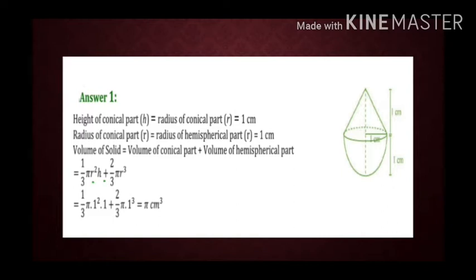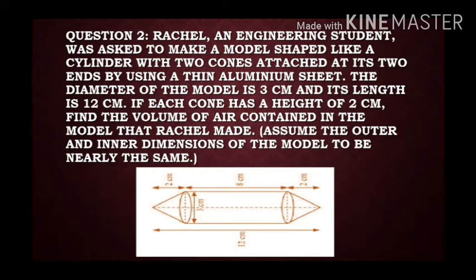In place of r and h, put the values 1 and 1 respectively, and here also the value will be 1. So, if you do the calculation, the answer will be pi centimeter cube. In this way you have to solve question number 1. Now, question number 2.